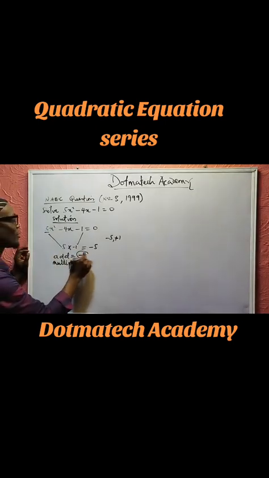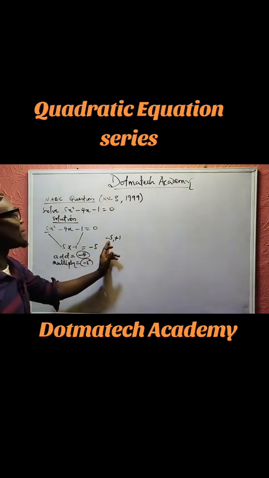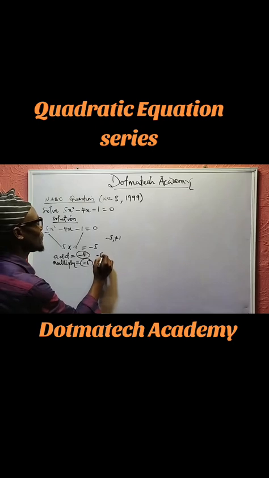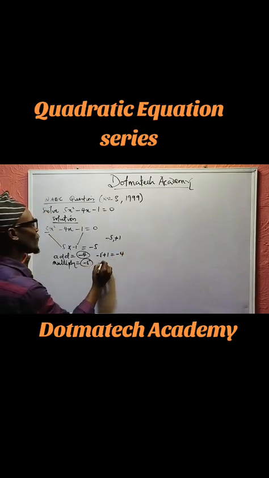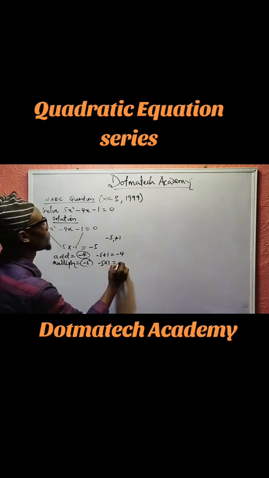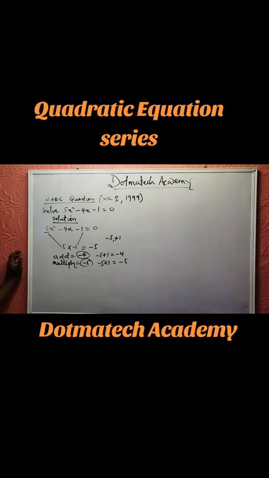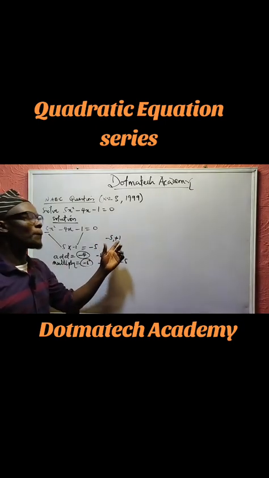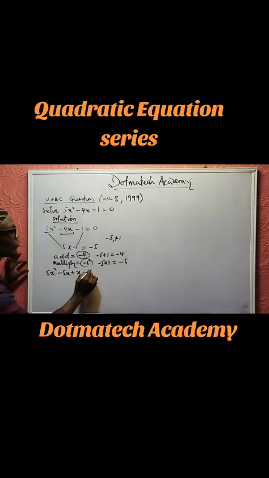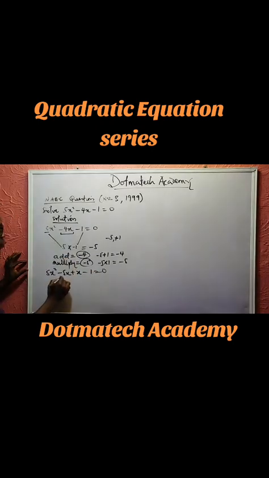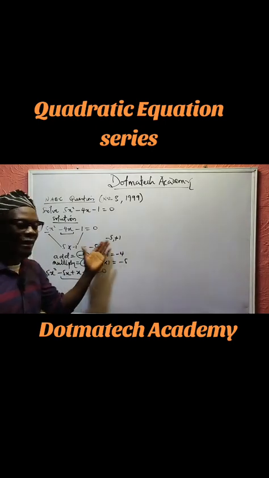Remember, this is what we are trying to achieve here, and this is what we are trying to achieve here. So minus 5 plus 1 gives us minus 4, and minus 5 times 1 also gives us minus 5. So the numbers we are looking for are minus 5 and plus 1. You introduce that in place of this: minus 5x plus x minus 1. So I have replaced this with the numbers that I thought of.